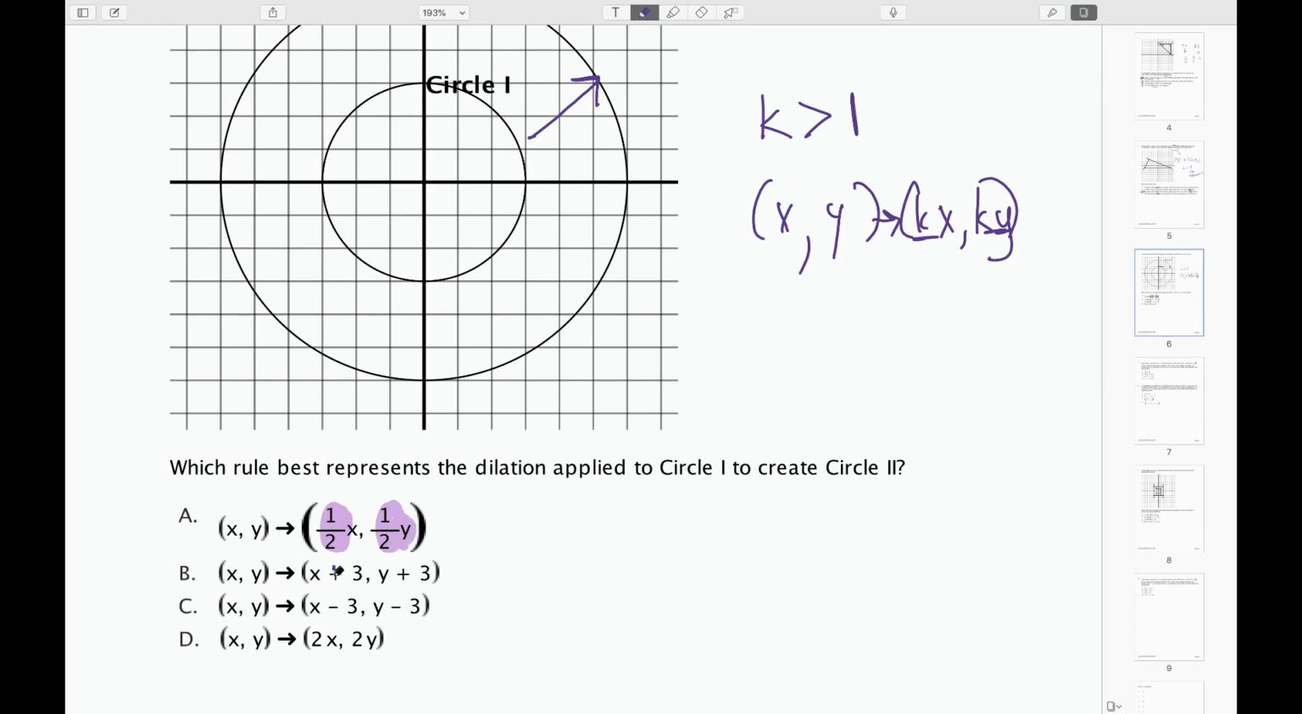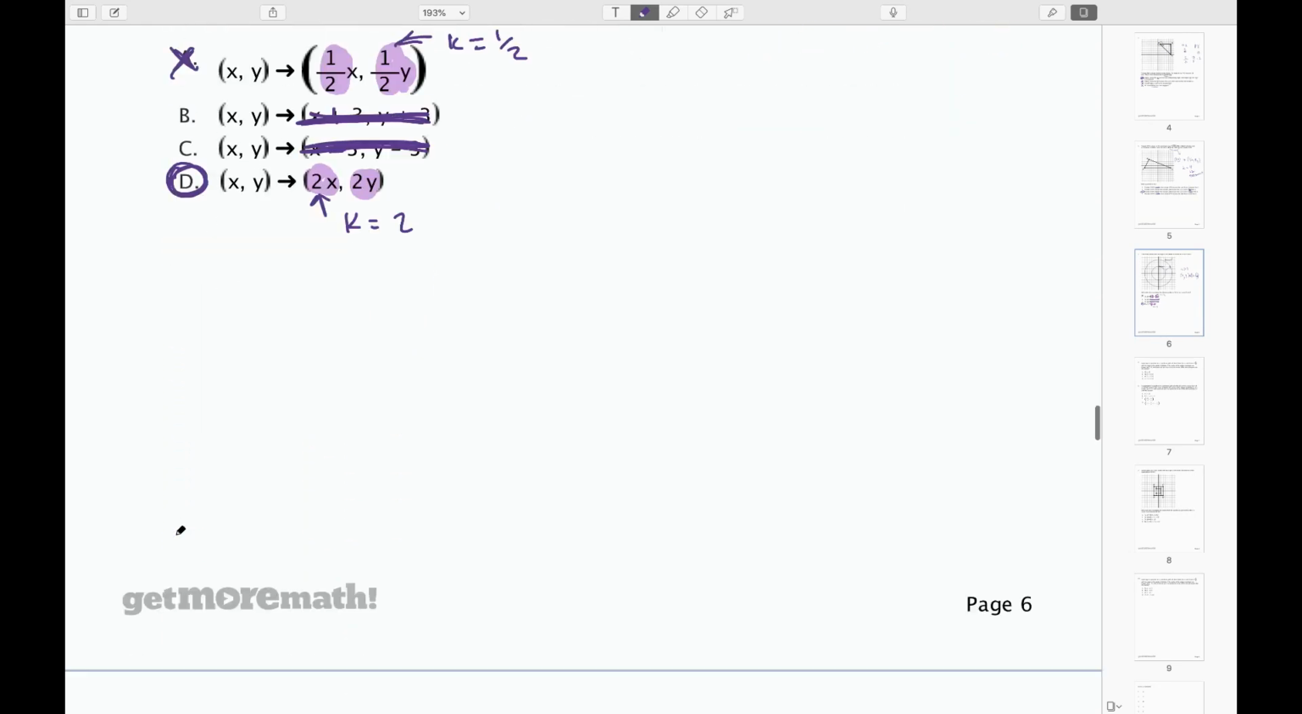Okay, I do not have a times. I have a plus here, so it's not going to be that. This is not a times, so that's going to be gone. And then on this one, I have times here. And which one has a K that's greater than 1? D. K is 2. It's greater than 1. This one is K is 1/2, which is less than 1. Okay, so that's why A does not work. So we really have to kind of define that and see that.